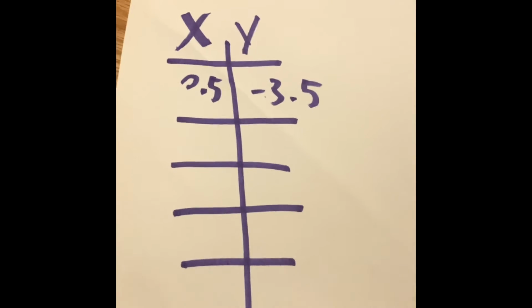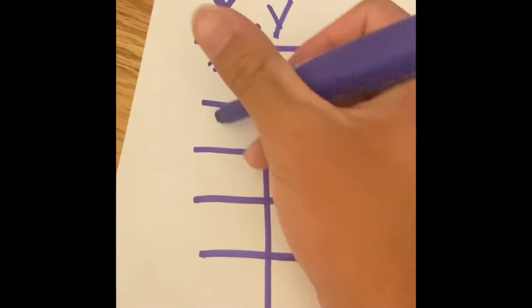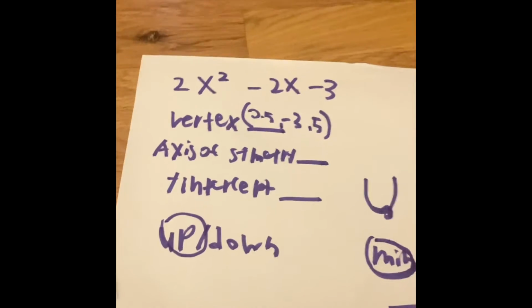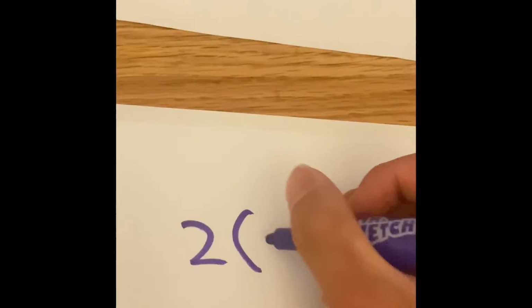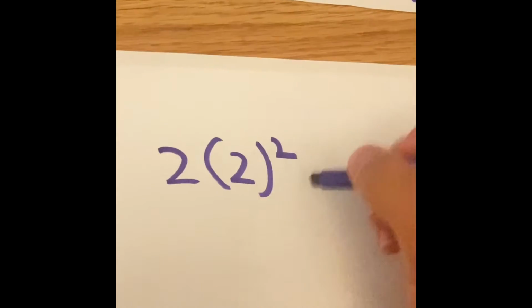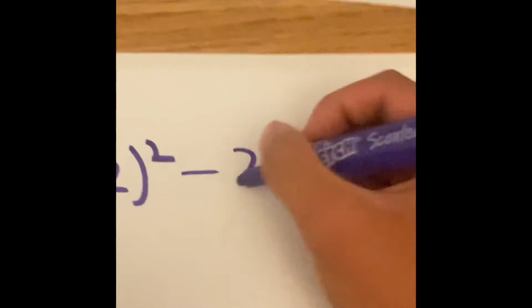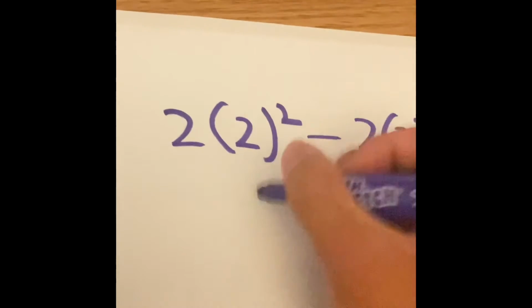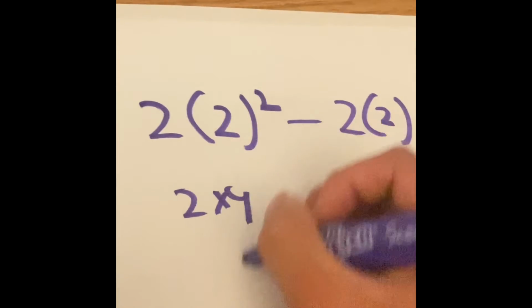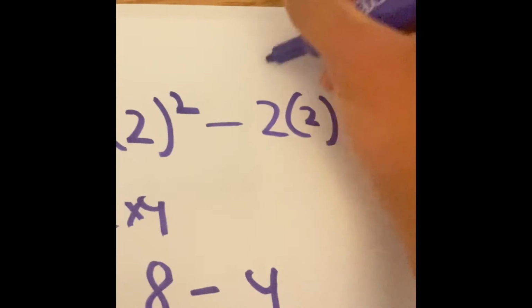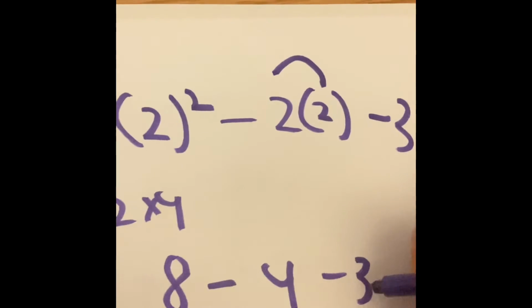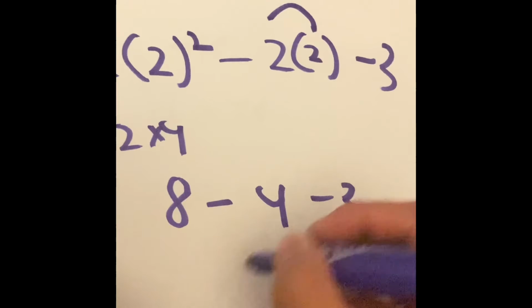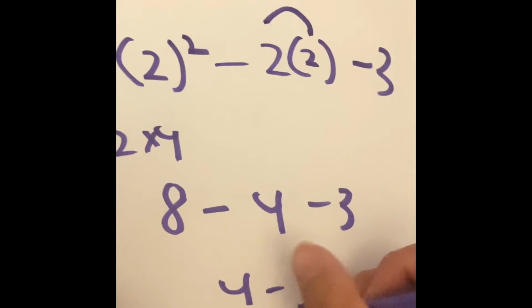Now let's start adding in some points. I always wonder, if we add 2 as x, because there's a bunch of 2's in here, what would it look like? So we have 2 times 2 squared, minus 2 multiplied by 2, minus 3. 2 times 2 is 4, times 2 is 8, minus 4 because of this times that, minus 3. We get 8 minus 4 is 4, minus 3 is 1. So if we get 2, we're going to get 1.